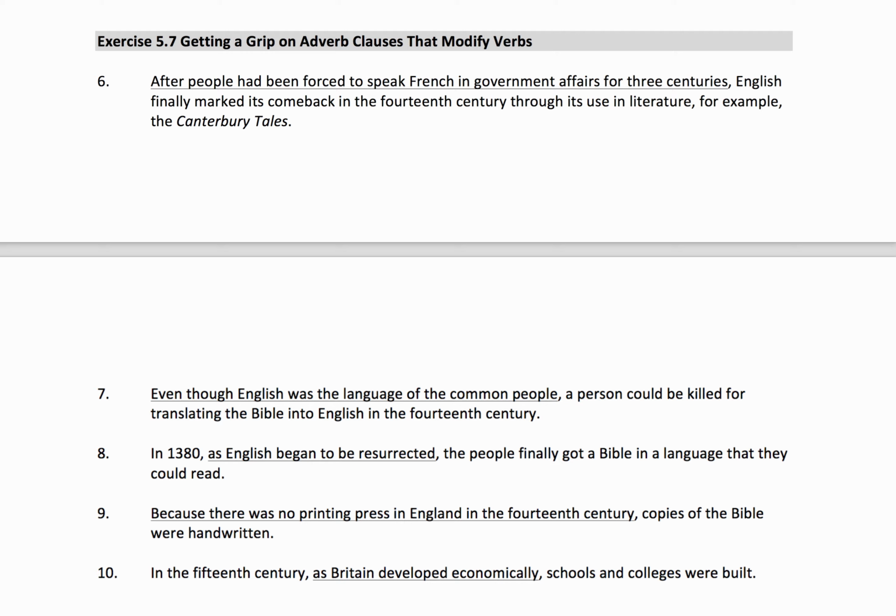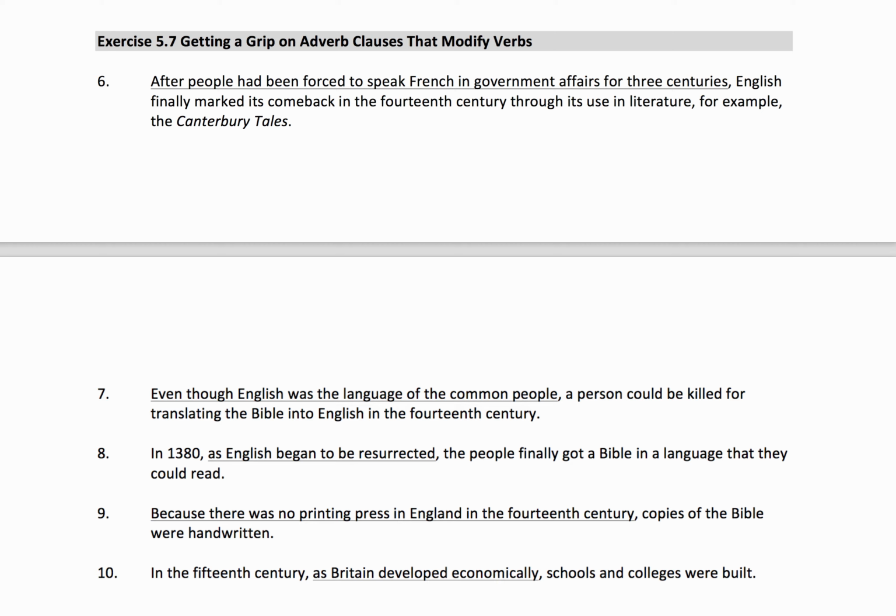Number 8, in 1380, as English began to be resurrected. So notice here we have 2 commas. We have in 1380, comma. So we've marked that prepositional phrase and separated it. And then we have the subordinate conjunction as, the subject of the dependent clause English, the verb of the dependent clause began, and again the comma signals that the next noun is the subject of the independent clause. Number 9, because there was no printing press in England in the 14th century, comma, and then copies is the subject of the independent clause.